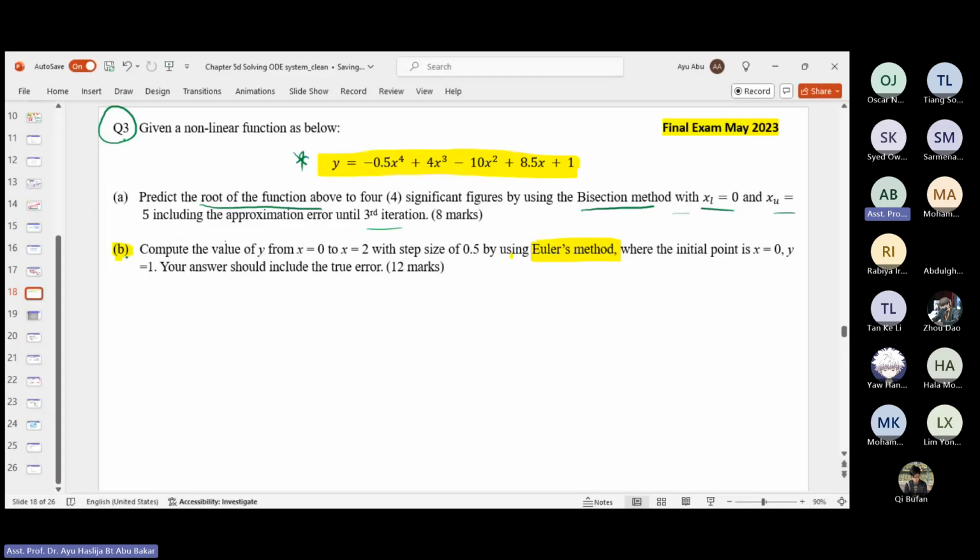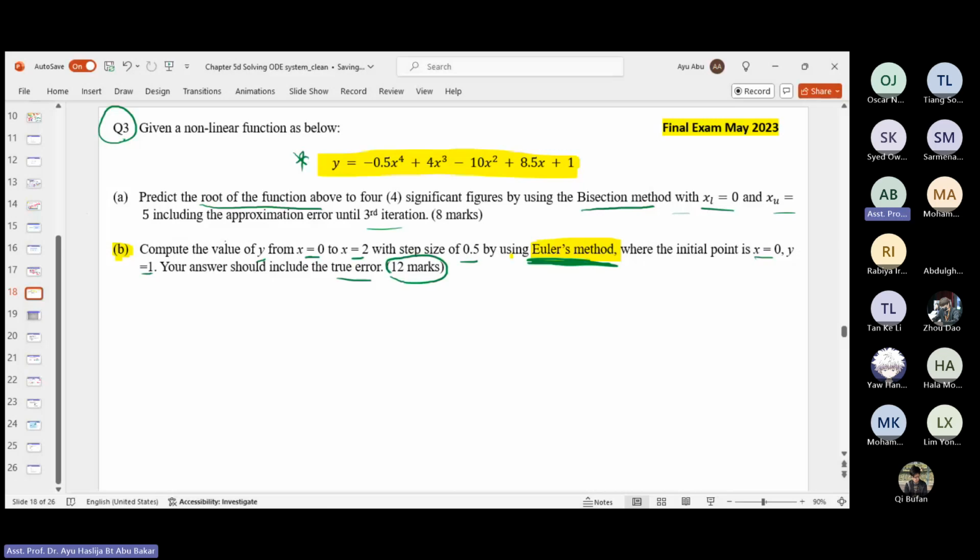Now we want to focus on B. B asks you to compute the value of y from x equals 0 to x equals 2 with a step size of 0.5 by using Euler's method, where the initial point is x0, y1. Your answer should include the true error. You see there, the marks provided is 12 marks.